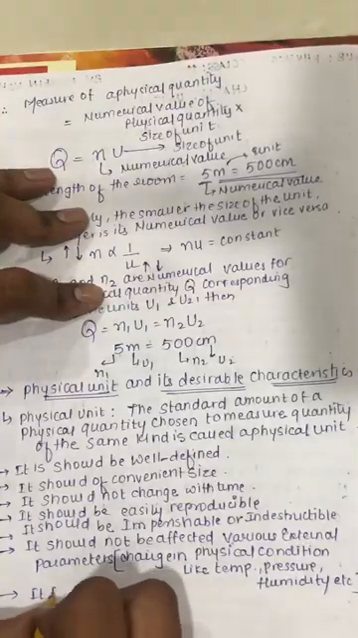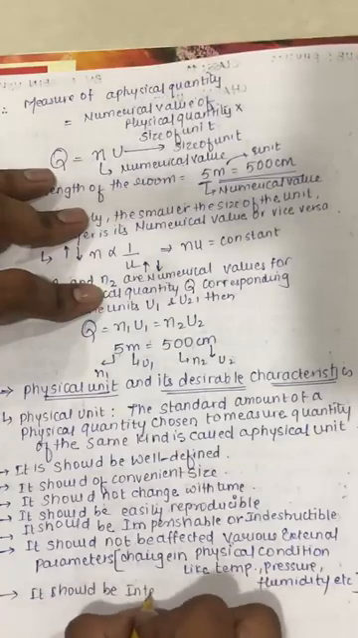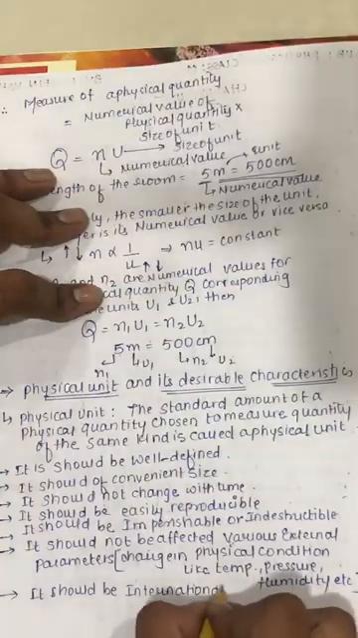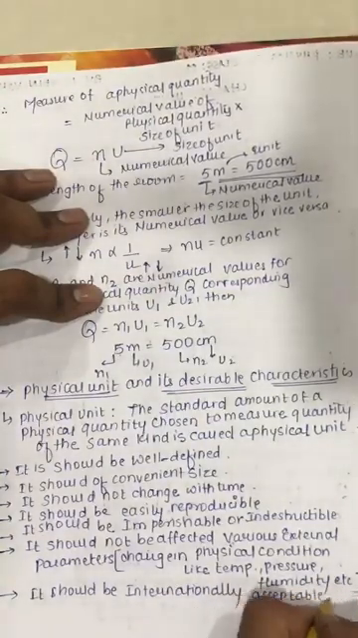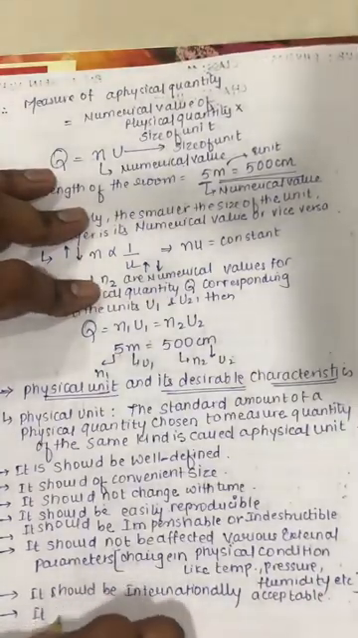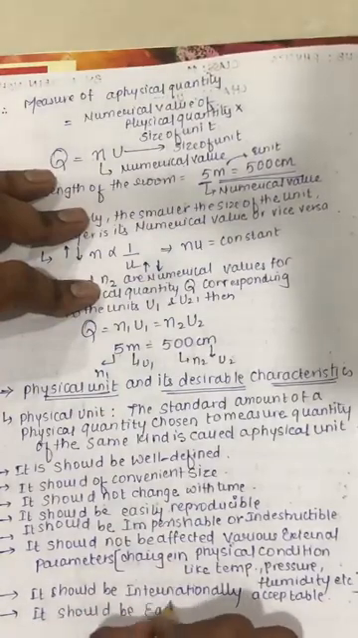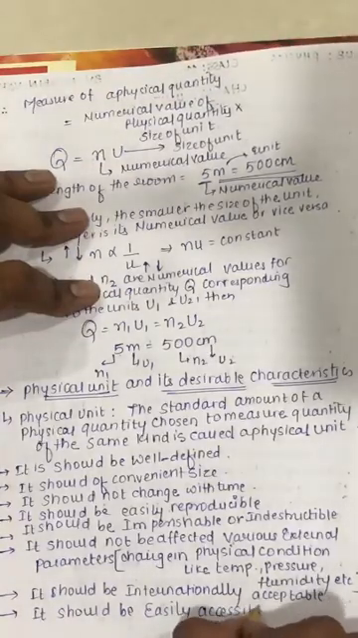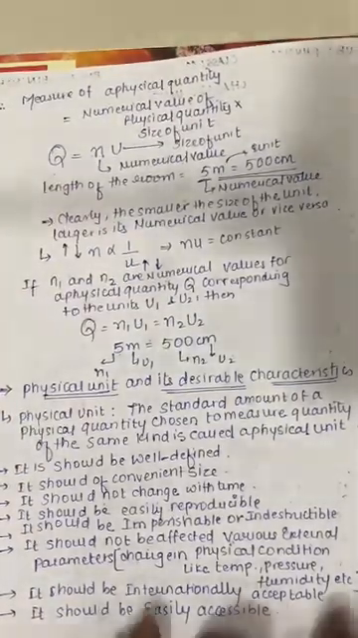Yes, very important. It should be internationally acceptable. Wherever you go, it should be one and the same. Next, last, it should be easily accessible. Fine. These are the important characteristics of a physical unit.